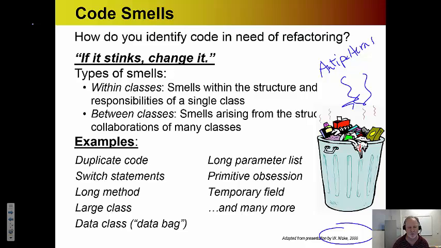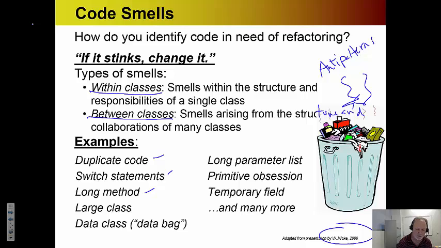I'm going to talk about a few examples. I'm going to do this by example. I'm going to go through them pretty quickly. But there's a whole catalog of these things out there, just like there are for Fowler's refactorings that go with it. One type of smell is things that happen within the structure and responsibilities of a single class, and other ones are how responsibilities are distributed, smells arising from the structure and collaborations of many classes. All right.